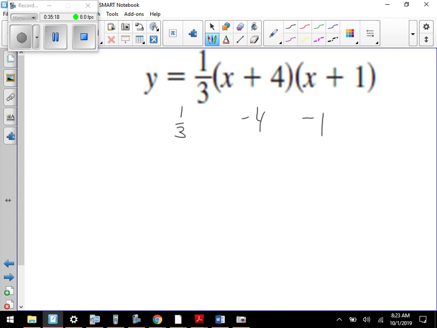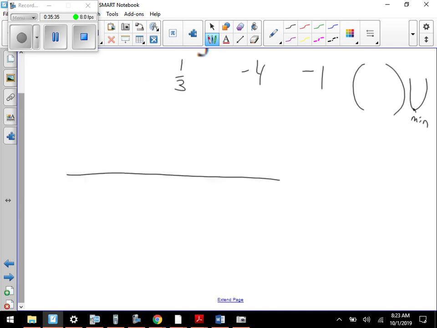I got A, P, and Q: 1/3, -4, -1. Everybody agree, disagree? Yeah. Okay. So that tells me it is up like a cup, and I should have a vertex that is a minimum. As we start working through, -4 and -1 give me zeros. What occurs halfway between my zeros? The axis of symmetry, which is at -2.5, you said? Okay. So my axis of symmetry is at -2.5. So there's my x coordinate.